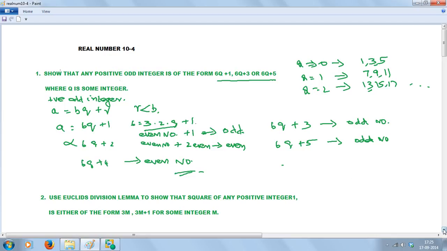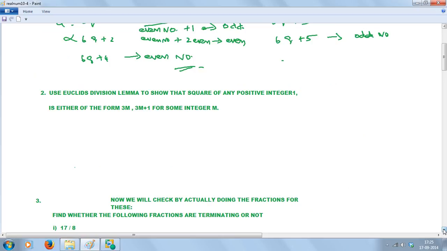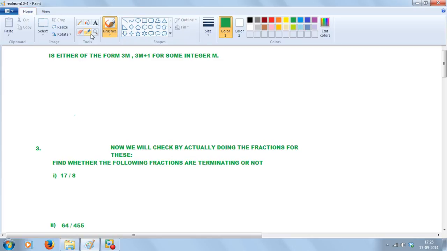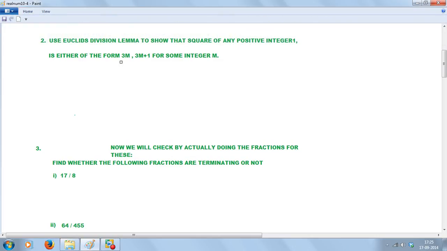So we'll go to the next problem. Use Euclid's division lemma to show that the square of any positive integer is either of the form 3m or 3m plus 1 for some integer m. So here the question gives a clue: the answer should be of the form 3m or 3m plus 1. It is given.